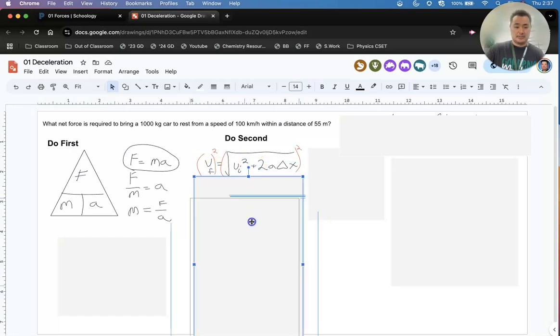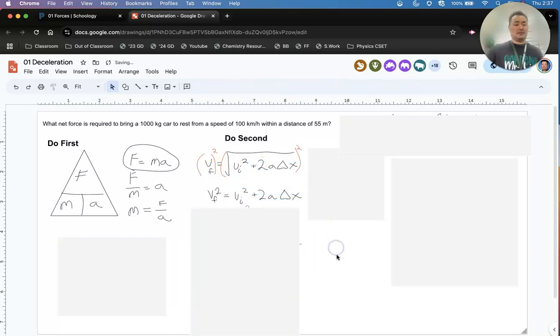Square both sides, and what's left over is Vf squared equals Vi squared plus 2a delta x. Delta just means final distance minus initial distance. But our initial distance is 0, so you don't even have to consider doing final minus the initial distance. Just write the final distance. Now, a is still not by itself, so we're going to subtract both sides by Vi squared.